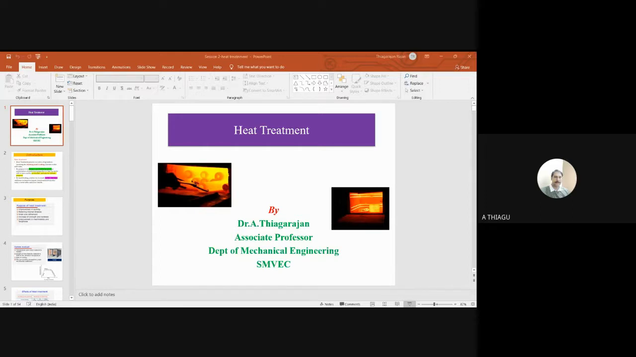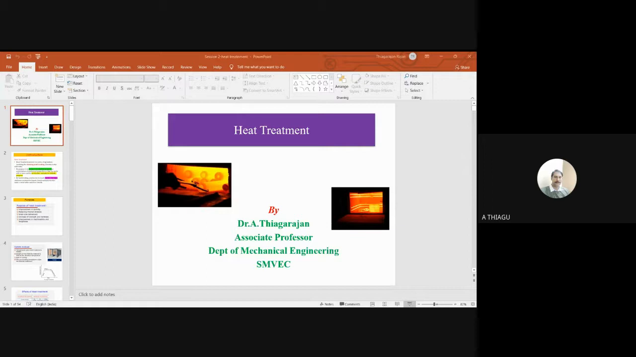It is quite interesting. In the full annealing process, we have to heat above 727 degrees. This is the only process where we have to go above 750 degrees temperature. You can see the application: it is more suitable for all kinds of steel material.